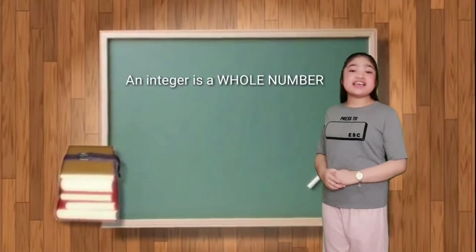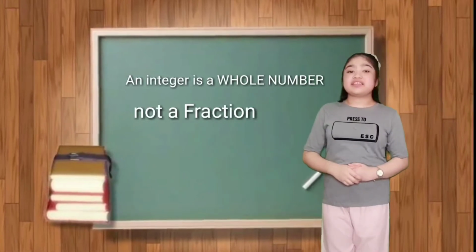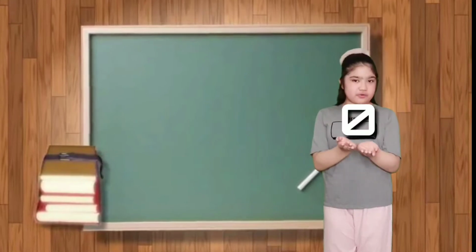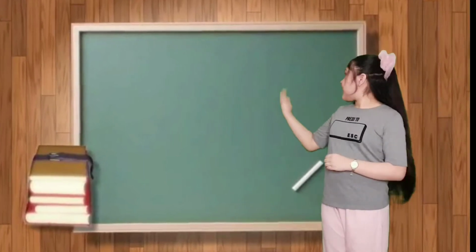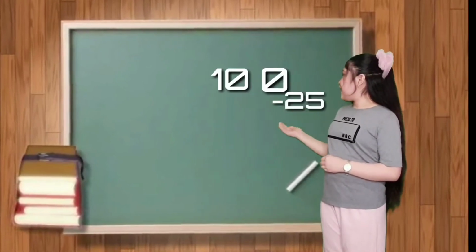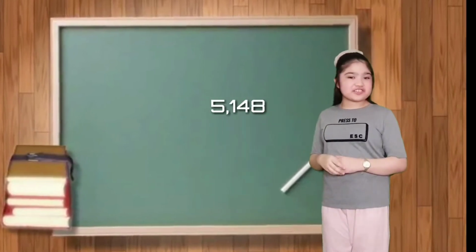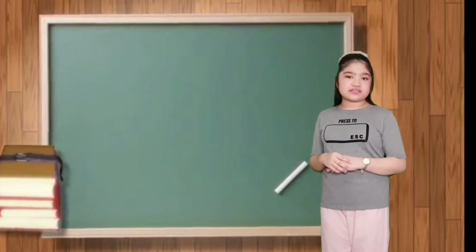An integer is a whole number, not a fraction, that can be positive, negative, or zero. Therefore, the numbers 10, 0, negative 25, and 5,148 are all integers. Integers cannot have decimal places.